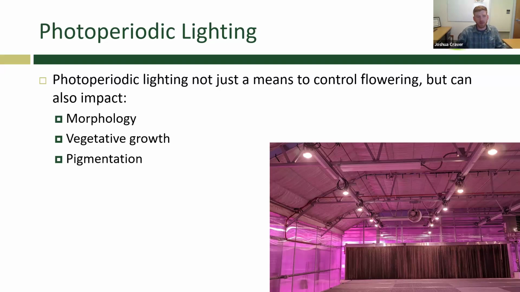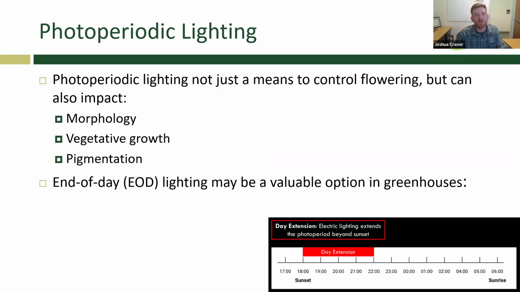And there's a ton of, the list can go on and on as we discuss the nuances of each of those. But it's important for us to understand the impacts that photoperiodic lighting, including end-of-day lighting, can have. One of the things that Anthony and I have been working on as part of Project LAMP is looking at end-of-day lighting specifically and asking, how can this be valuable for greenhouse production? How can we leverage end-of-day lighting to achieve certain outcomes in the greenhouse?